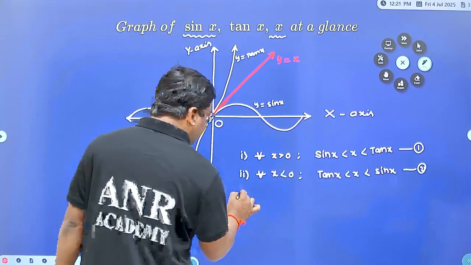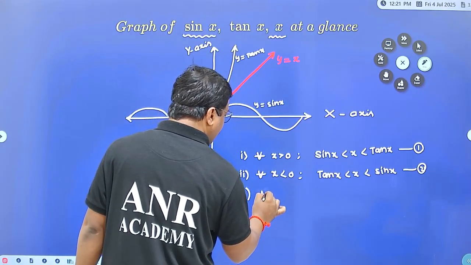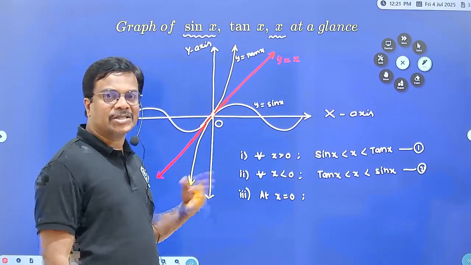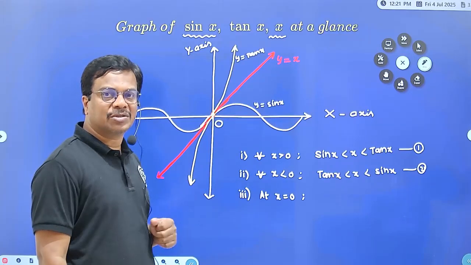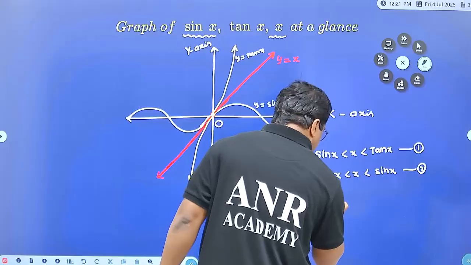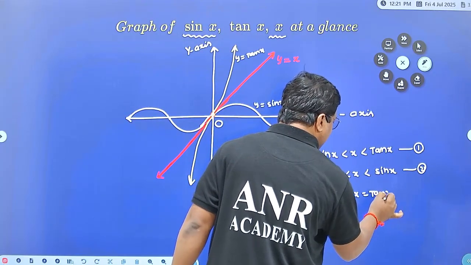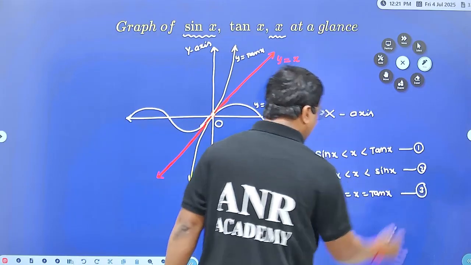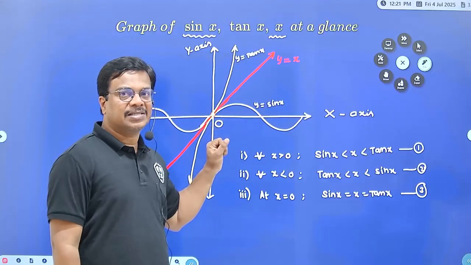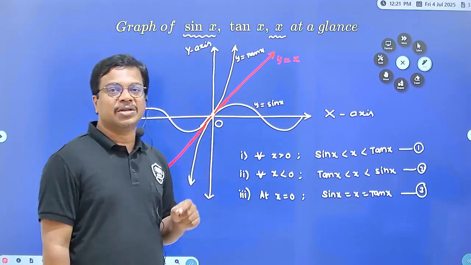Particularly at x equal to 0, what happens? At x equal to 0, sin 0 is 0, tan 0 is 0, and x is also 0. So the three functions are equal. I can write sin x equal to x equal to tan x, particularly at x equal to 0. With the help of these results, now let us move to find the limit as x tends to 0 of the step function of sin x by x.